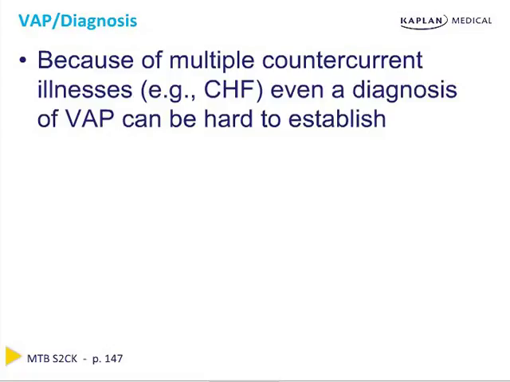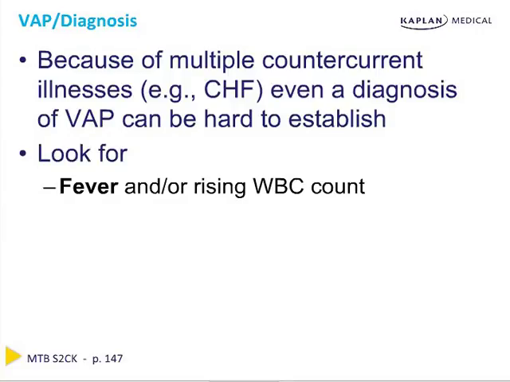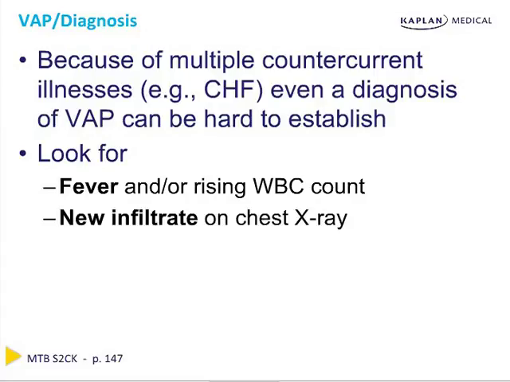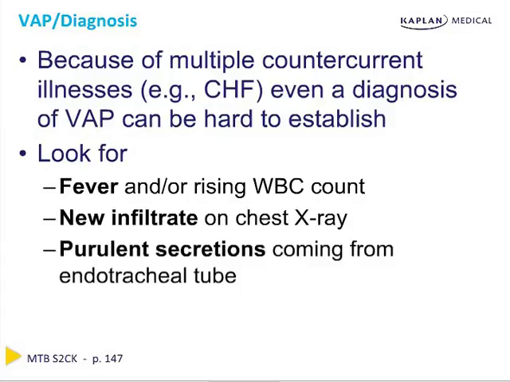Notably, it can be quite difficult to make a diagnosis of a ventilator-associated pneumonia. These patients are often very, very ill and have multiple concurrent illnesses such as CHF. Things to look out for would include a new fever, one that developed after being placed on the ventilator, or a new white blood cell count, a new infiltrate on the chest x-ray, or purulent secretions coming out of the endotracheal tube that are either increased or different in appearance than those previously. Any of these would be indicative that the patient may have developed a ventilator-associated pneumonia.